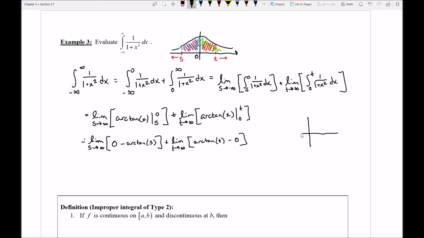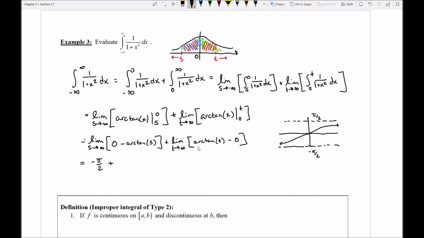Now recall that your arctangent function looks like this, and it levels out. It's got two horizontal asymptotes on it, one that occurs at pi over 2 and another at negative pi over 2. So notice here, if I'm interested in what happens to the arctangent function as s goes off to negative infinity, I would be approaching negative pi over 2. Leaving the negative in front, I have a negative negative pi over 2.